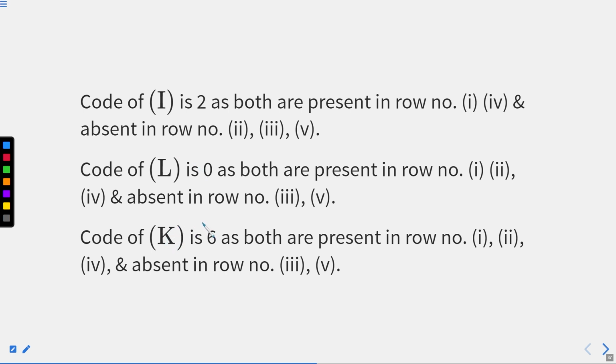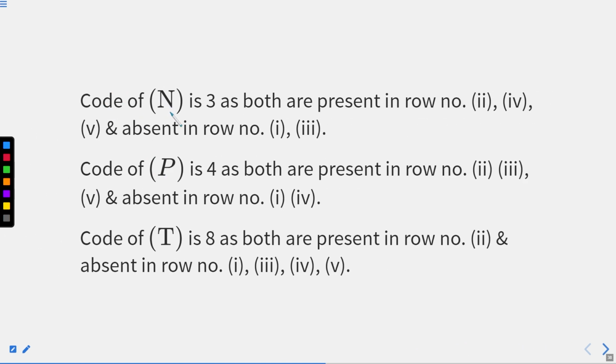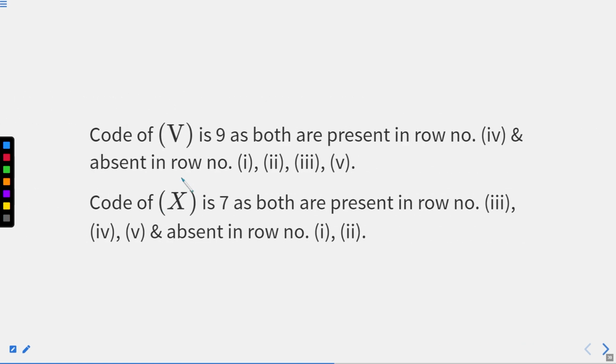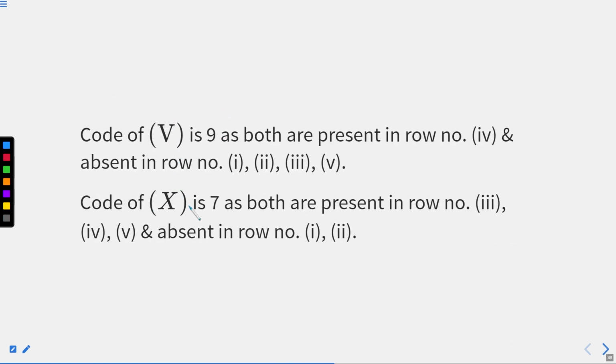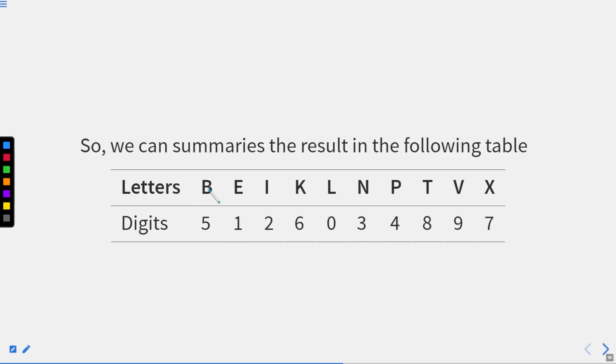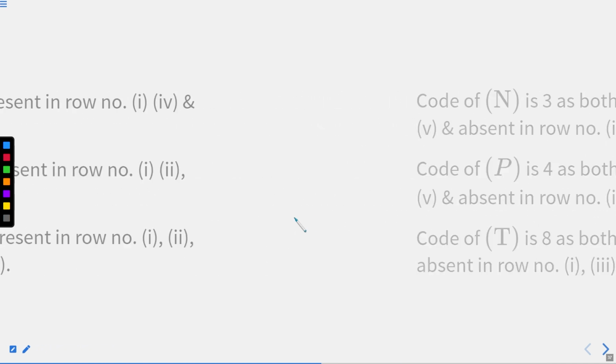We all know how we are calculating all this, the way we calculate the value of B. In the same manner, N is coded as 3. P is coded as 4. T is coded as 8. And the last two are V is coded as 9. X is coded as 7. Now we get each and every value for each and every alphabet. Here you can see every letter having its own digit. Now we are supposed to answer a few questions.